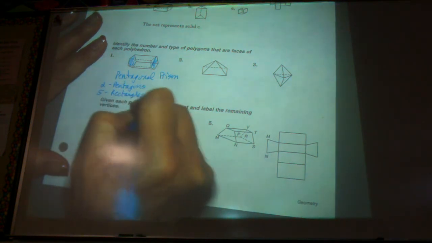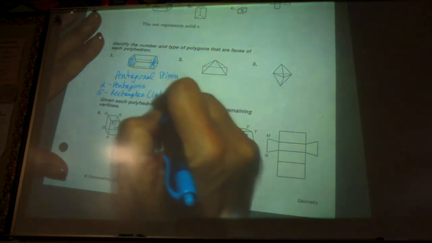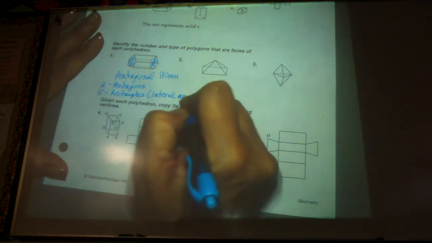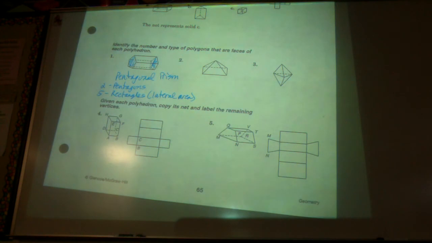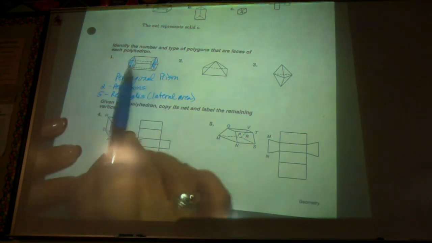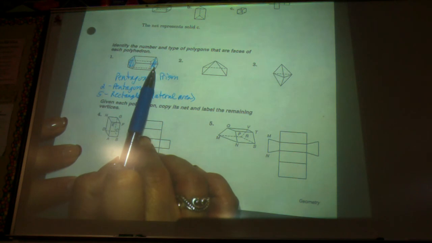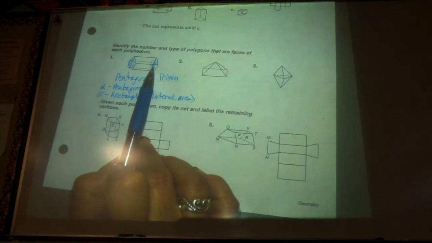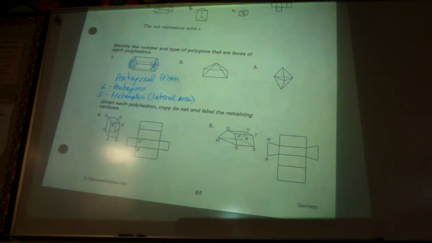The rectangles are called your lateral area. Lat meaning fat. If I truly set that solid on its base, wouldn't it be sitting on its pentagon? And so the pentagons would be vertical to each other, correct? And so all the rectangles that are going around those faces, if I asked you to measure your fatness, let's say, wouldn't you measure around your waist, typically? And so think of lateral area as fat going around your waist, and your head and your feet are the bases of you.